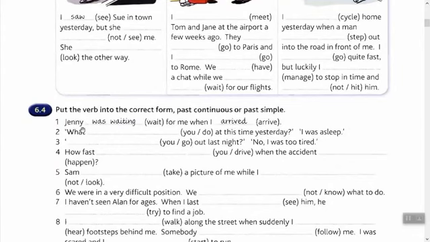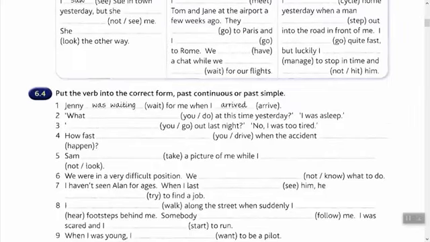Good, correct form. Jenny was waiting for me when I arrived. If it is continuous, she was waiting for me when I arrived. Okay. What were you doing at this time yesterday? I was asleep. It specifies this time yesterday. So when you specify the time, which tense do you say? Good, past continuous. What were you doing at this time yesterday?